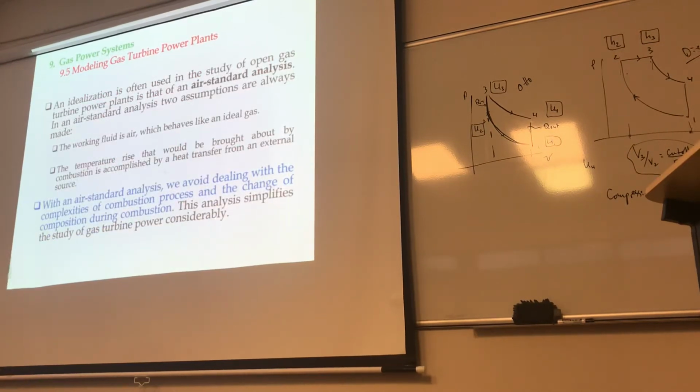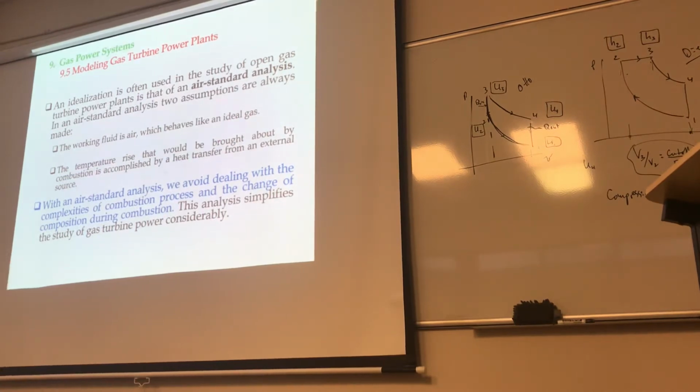So, okay, some idealizations again. An idealization often used in the study of open gas power cycles is the air standard analysis. Okay, this is very famous. The two assumptions are that the working fluid is air. So we're not going to talk about different compositions or something like that. By closing the system, we're assuming it's the same air that is turning around in the cycle, right? It's just being heated and cooled and heated and cooled, etc. And it behaves like an ideal gas.